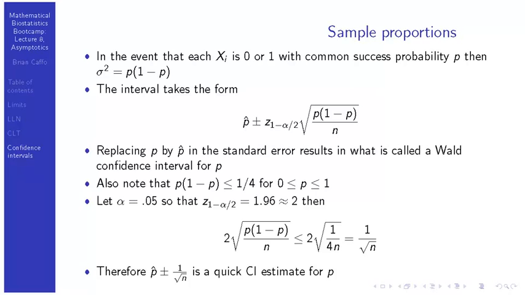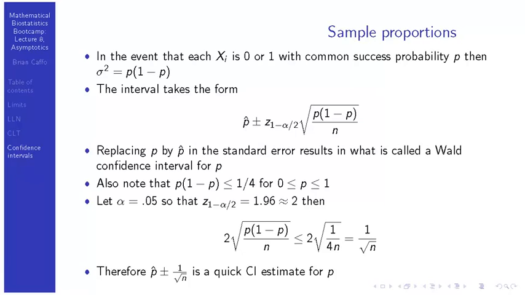So for sample proportions, remember the variance is p times 1 minus p. And so the confidence interval, just plugging in, takes the form p hat, the sample proportion, plus or minus the standard normal quantile, times the square root of p times 1 minus p over n. Now, in all of the intervals, p is what we want to estimate, so we obviously can't plug into this formula. We need to replace p with an estimate. If we replace p with the sample proportion, p hat, and 1 minus p hat, you get a so-called Wald interval.